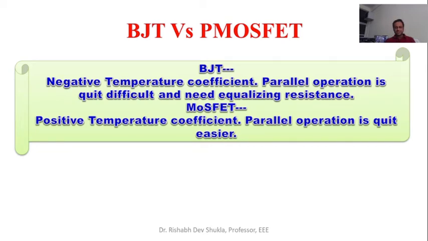BJT has a negative temperature coefficient that makes it difficult to operate in parallel. Here the parallel operation is quite difficult and we need an equalization resistance in order to achieve the parallel operation of these BJTs. On the other hand, MOSFET has a positive temperature coefficient. Positive temperature coefficient means when the temperature rises, you can see an increase in resistance also. That means when the temperature of this MOSFET rises, the resistance also increases, and this increased resistance forces the current to the other device. So the parallel operation is quite easy with this MOSFET.